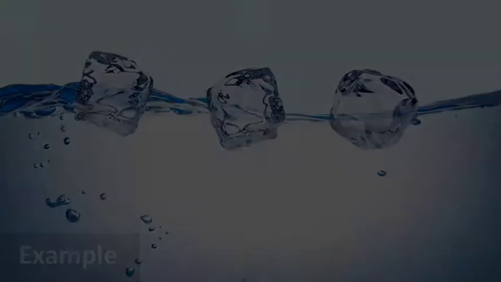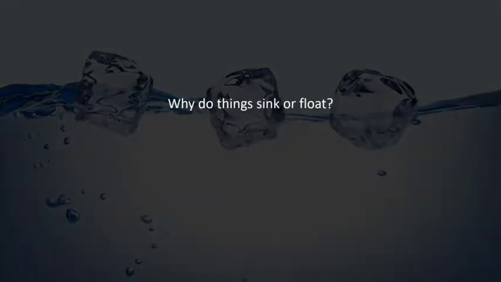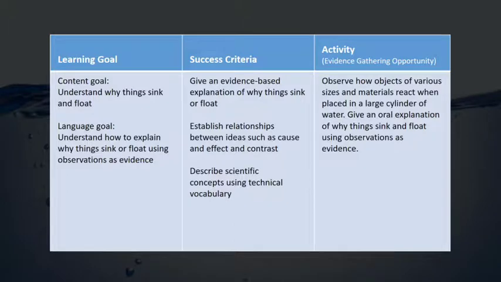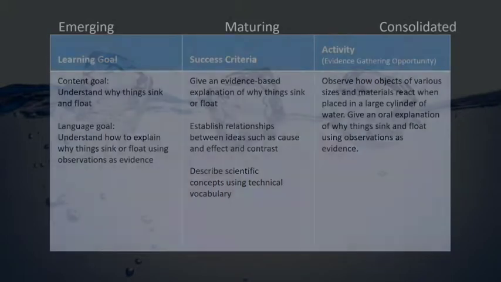Next, we'll see an example of some teachers' anticipated student responses. In this science and language example, students are learning why things sink or float and how to explain their thinking with the help of evidence from their observations. Here is a table that lays out the learning goal, success criteria, and evidence gathering opportunity. Note that there is both a science content goal and a language goal. You can pause the video here a moment to read this fully.